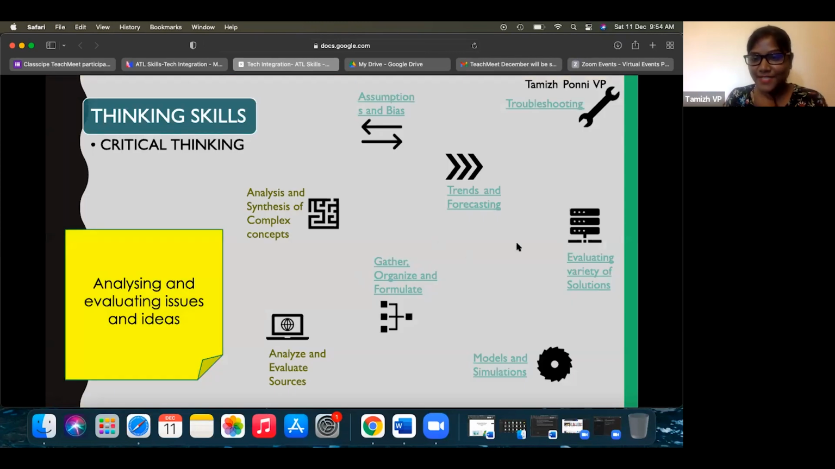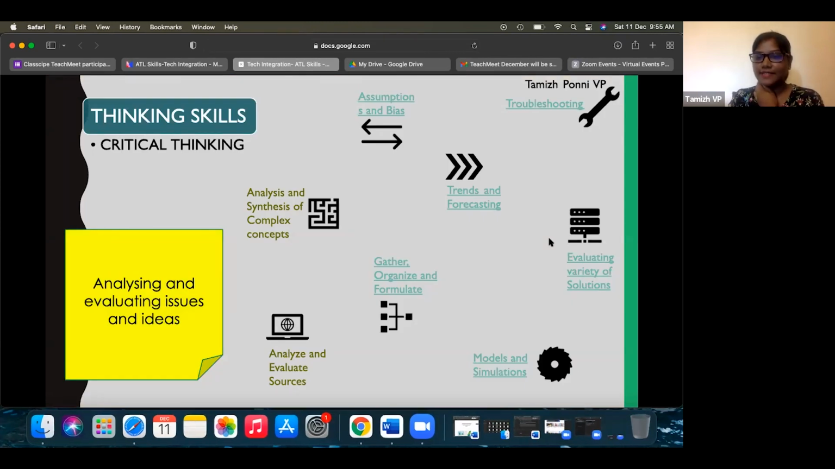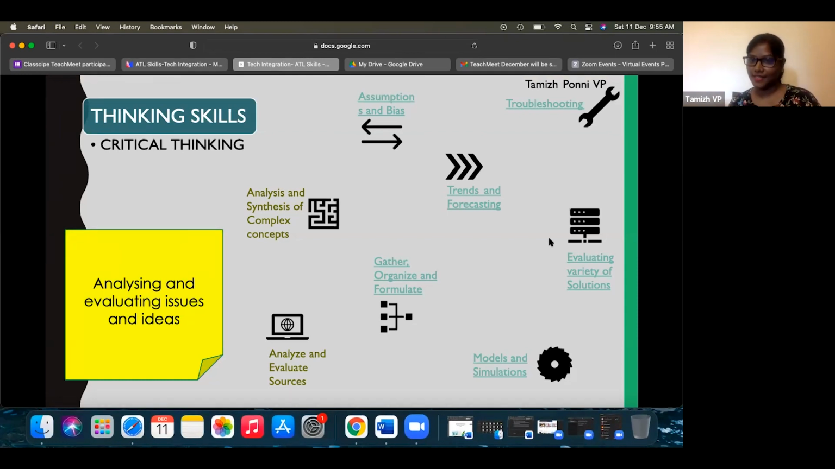Right. So let's quickly move on to the first skill, which is thinking skill. Like I said, each ATL skill has a cluster, with sub-skills. Thinking skill has 2 types, critical and creative, and transfer skill, 3 types. In the first one, we talk about analyzing and evaluating issues and ideas. Very simple. When it comes to critical thinking, it's all about analysis, synthesis, and evaluation of the information that I have.